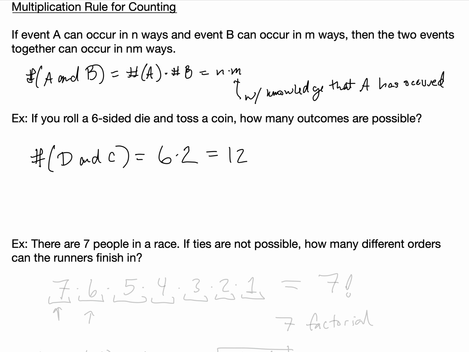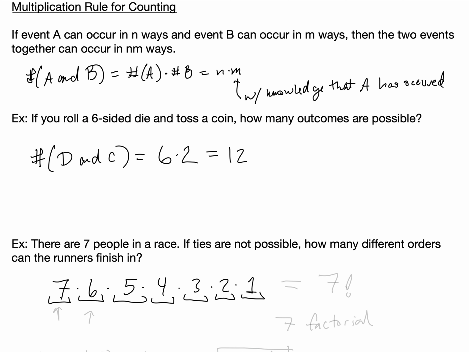Here's another example. There are 7 people in a race. If ties are not possible, how many different orders can the runners finish in? So for the first person, there are 7 possibilities for who gets in first place. There are 6 possibilities for who gets in second place. There are 5 possibilities for who gets in third place, and so on for each of those places until we get to absolute last, 7th place, and there's only one person remaining who could come in that 7th place. So 7 times 6 times 5 times 4 times 3 times 2 times 1 is the number of different possible orders that those runners could finish in.